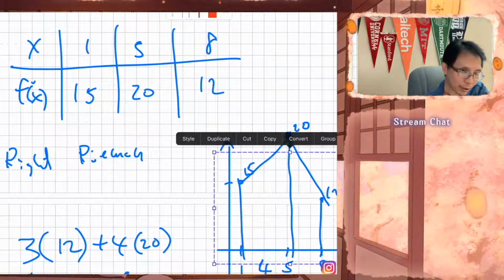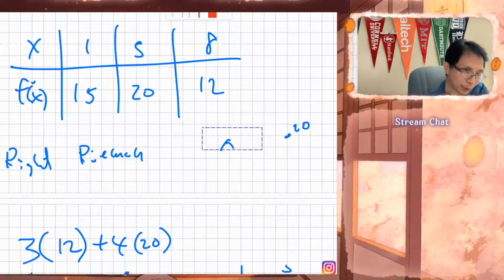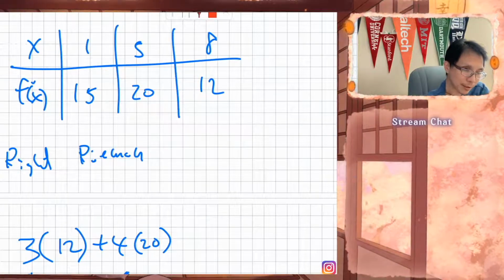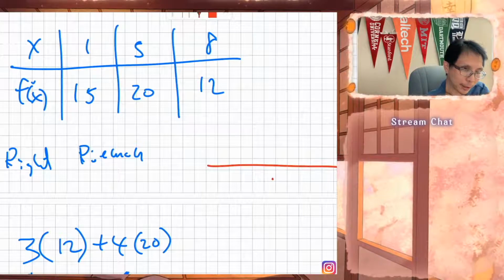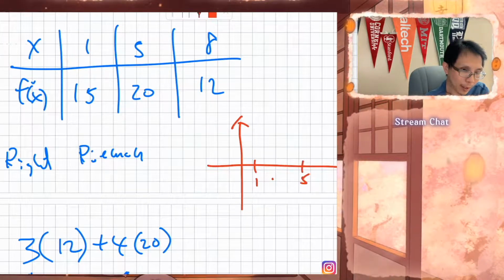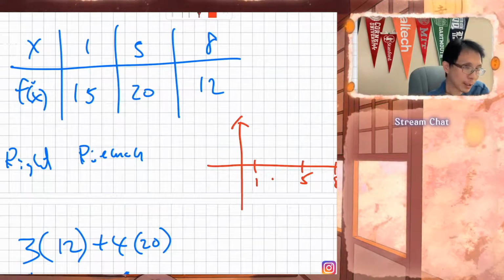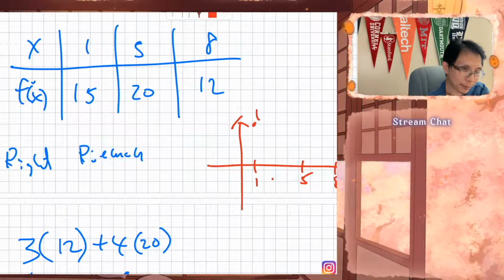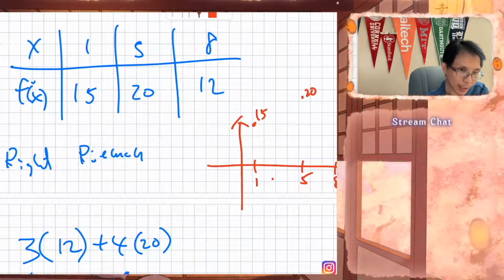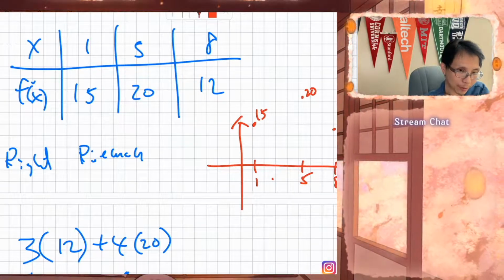It just pretty much is estimation. I don't need to be very, very precise. I just need to draw a number on it and see if it makes sense. So what I'm going to do is I'm going to do that here. And I'm going to start at 1, 5, and 8, like this. And at 1, I'm going to say this is a 15. At 5, it's going to be 20. And at 8 is going to be 12, which is the smallest one.